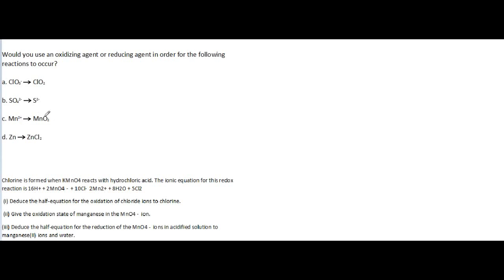For this one, we have Mn2 plus on this side and MnO2 on this side. You can calculate the oxidation state of Mn in MnO2: negative 2 times 2 plus x is equal to 0. Therefore x is equal to 4. But over here it was 2. Therefore it was oxidized, and therefore we need a reducing agent to carry out this reaction. A similar method can be applied to part D. Let's go further.